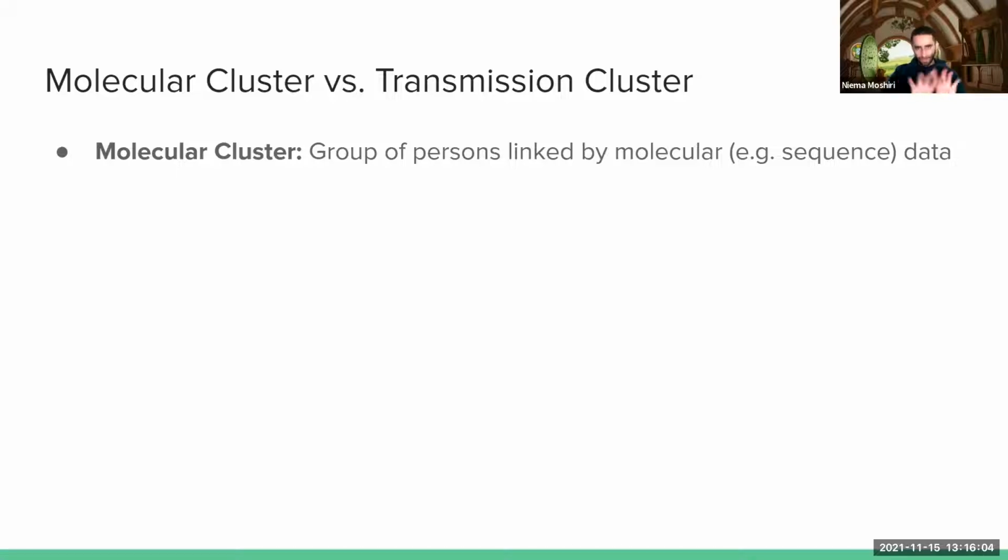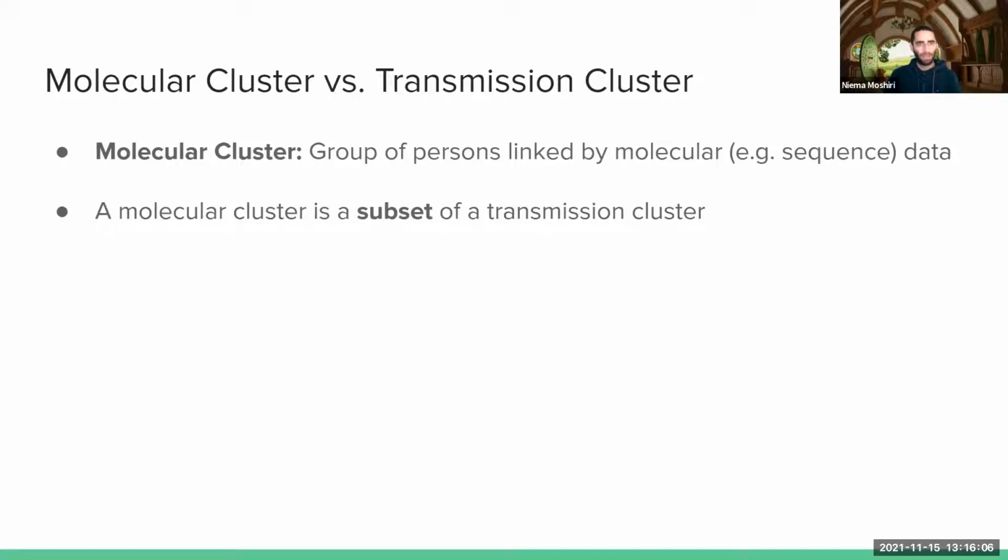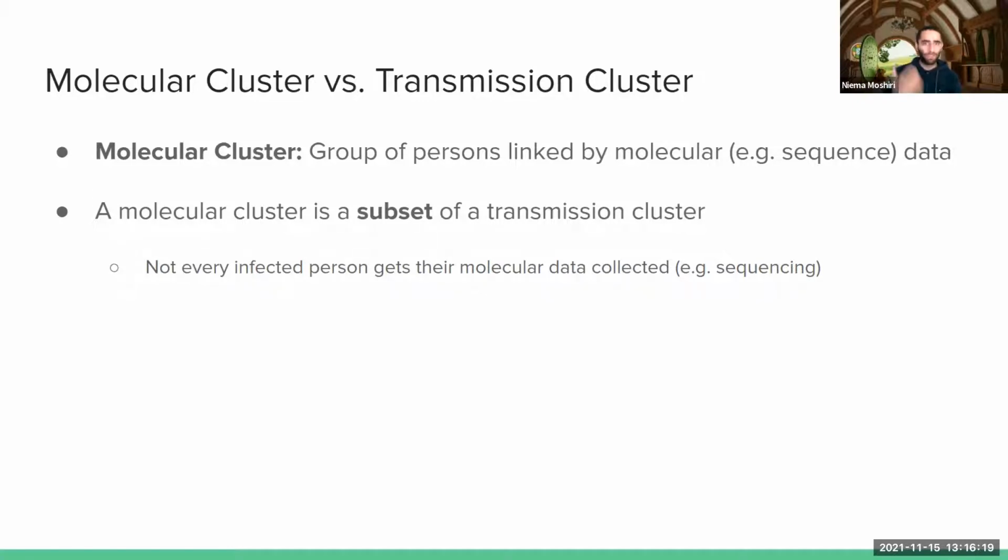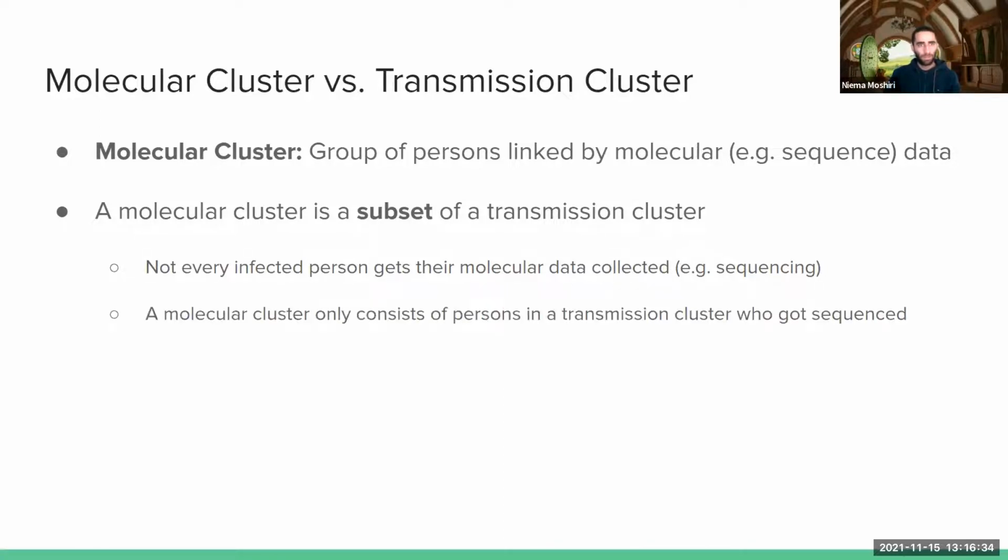What I want to emphasize to separate these two terms is that a molecular cluster is a subset of a transmission cluster, because not every single infected person gets their molecular data collected. For example, I don't sequence every single person who tests positive for COVID. In an ideal world we would, but in reality we have the diagnostic positives, and then a subset of those people actually get sequenced. So the molecular cluster only consists of people in the transmission cluster who got sequenced.